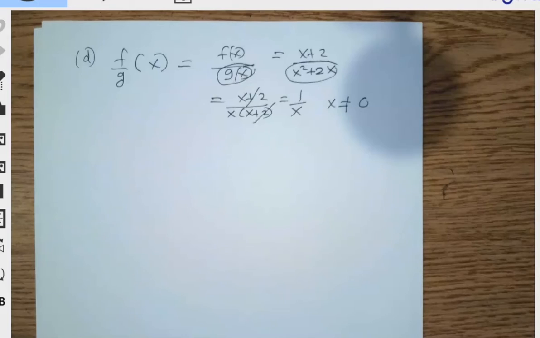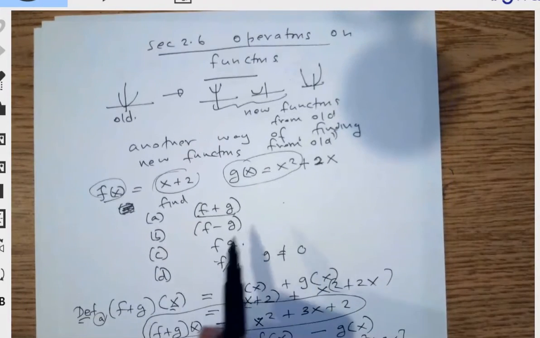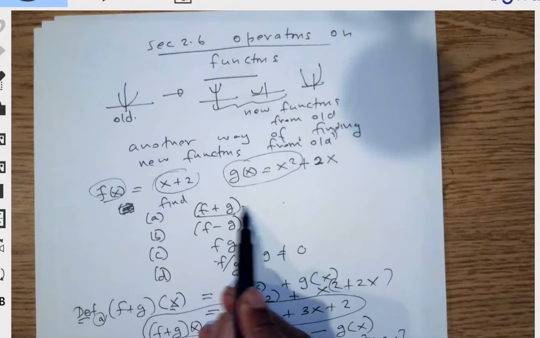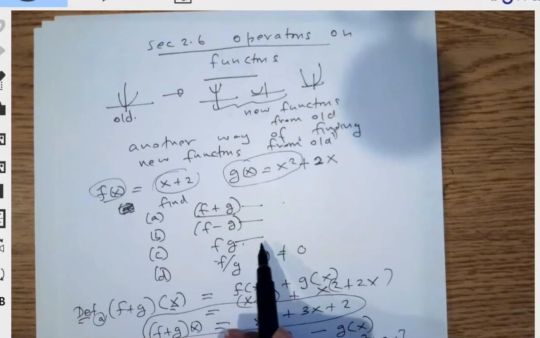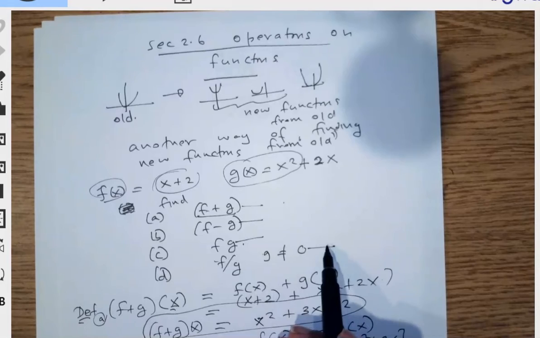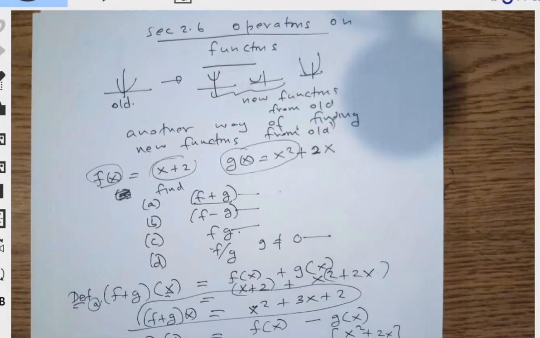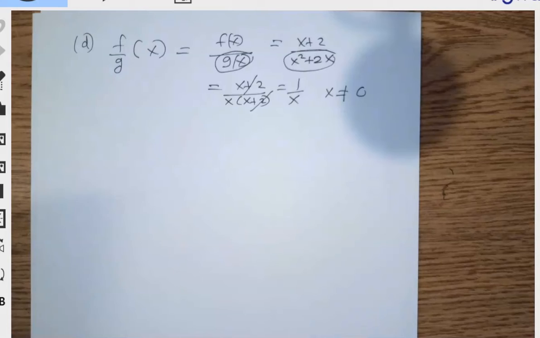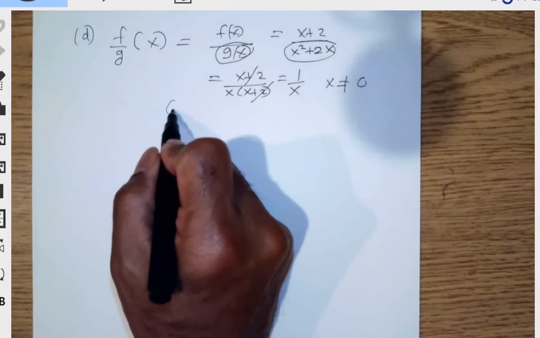So a, b, c, and d were pretty easy. You are given two functions and we want to find the sum, the difference. You just take the sum of the outputs. Difference, you take the difference of the outputs. Product, you take the product of the outputs, and the quotient, you take the quotient of the outputs, keeping in mind that the denominator is not equal to 0. But now we are going to do a different type of operation. That's called composition of functions.